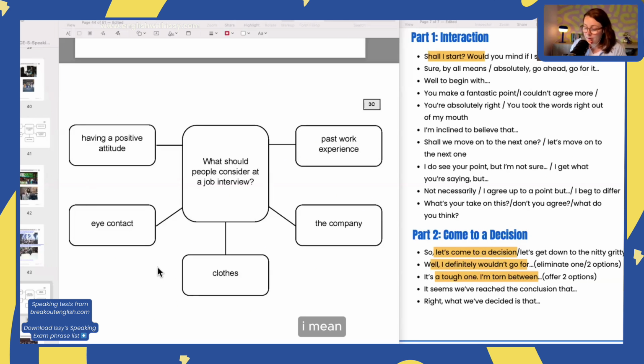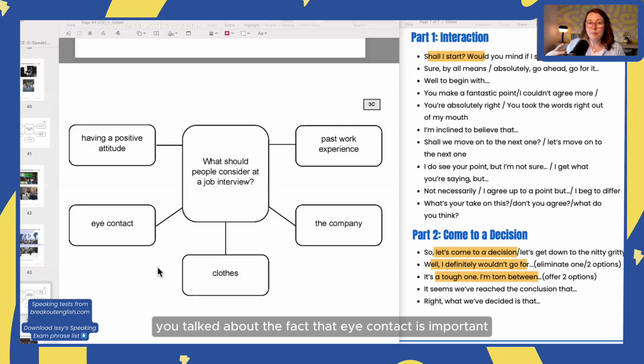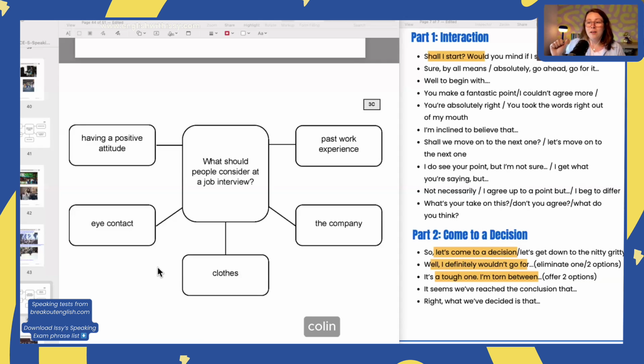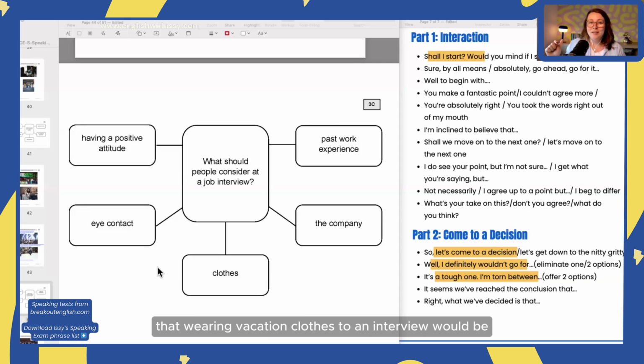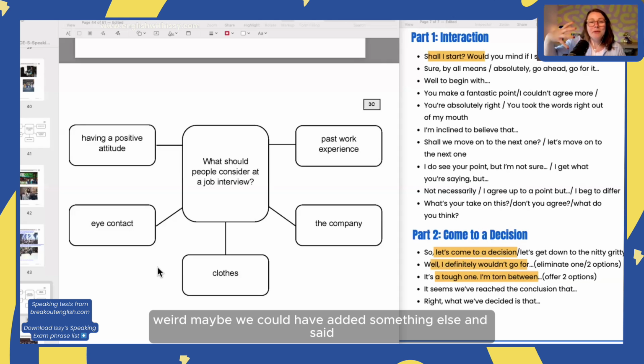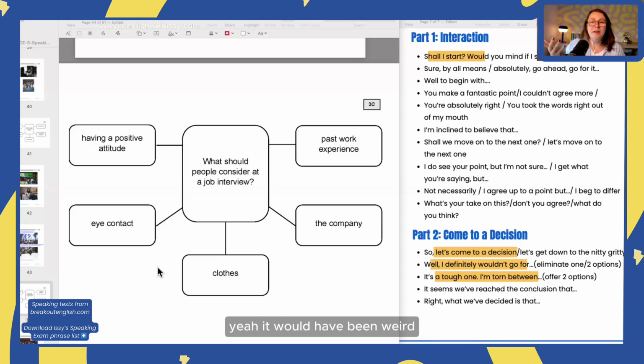You made some really good points. You talked about the fact that eye contact is important because it shows that you respect the interviewer, which is a fantastic, very specific point. You mentioned, Collin, that wearing vacation clothes to an interview would be weird. Maybe we could have added something else and said it would have been weird because it shows that you're not really taking the job seriously, just to make the point a bit stronger. You mentioned something about showing that you're impressed with the company, considering the company. So you did make some good points, but it took some time to really get the ball rolling.